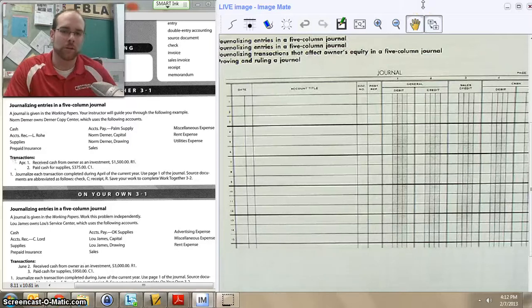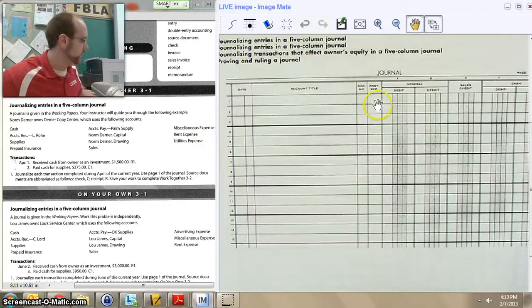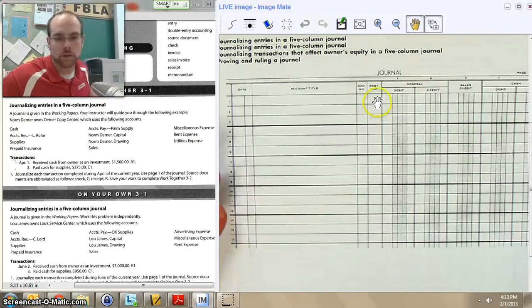Here we are for the work together on 3-1. So have your packet open to page 37 in your packet and page 62 in your textbook in order to do this. On the left-hand side here, we have the work together 3-1, the actual problem that appears on page 62 in your textbook. And then right here we have page 37 in your packet.